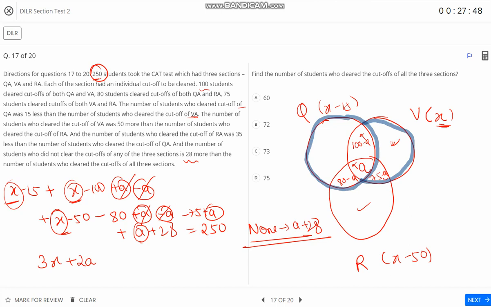Now let us see this: 180, 230, 245 and 70 will make it, wait, let me read, 15 plus 100 plus 130 plus 75 minus 28. So this will come out to be 292. So minus 292 equal to 250. Okay, so 3x plus 2a will be 292 plus 250, which is 542.